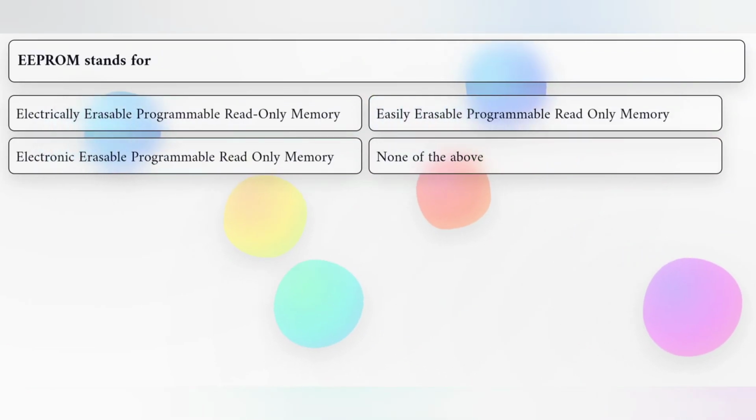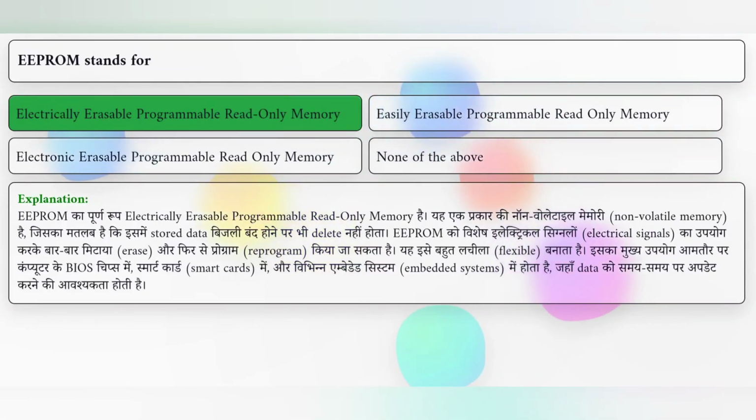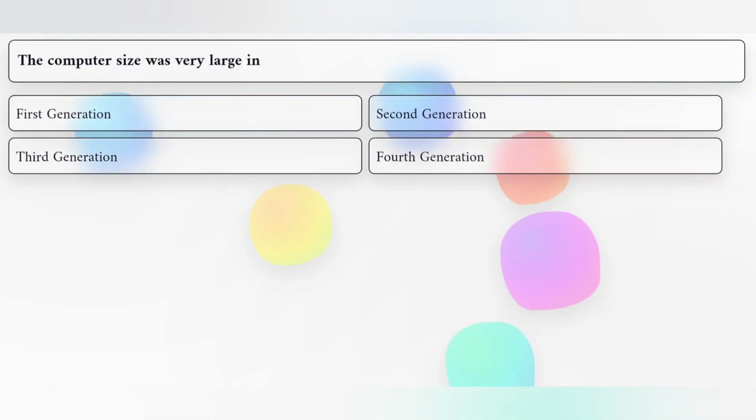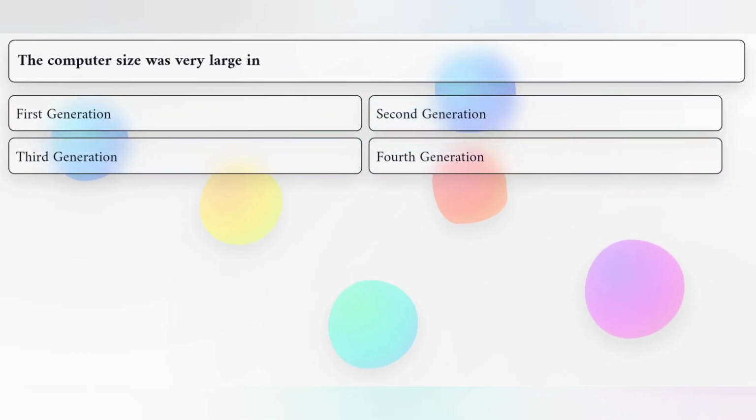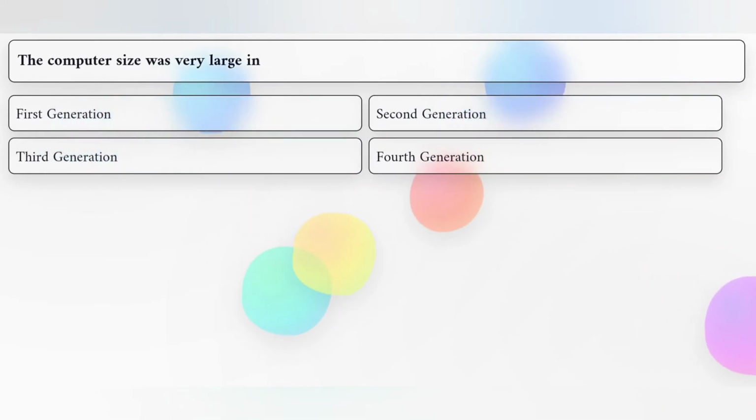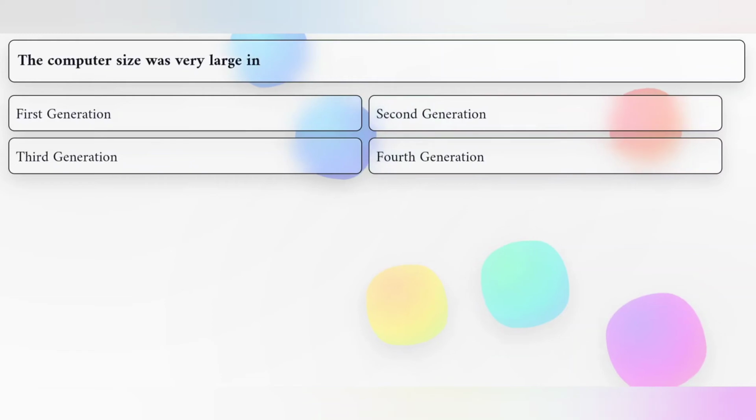EEPROM stands for Electrically Erasable Programmable Read-Only Memory, Easily Erasable Programmable Read-Only Memory, Electronic Erasable Programmable Read-Only Memory, none of the above. The computer size was very large in first generation, second generation, third generation, fourth generation.